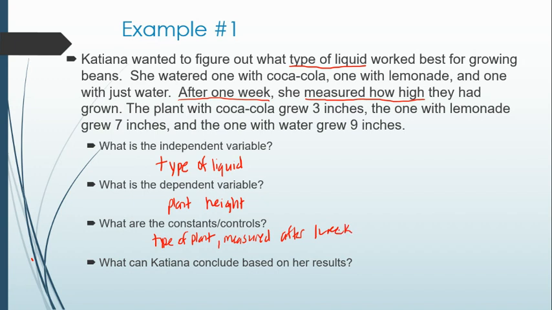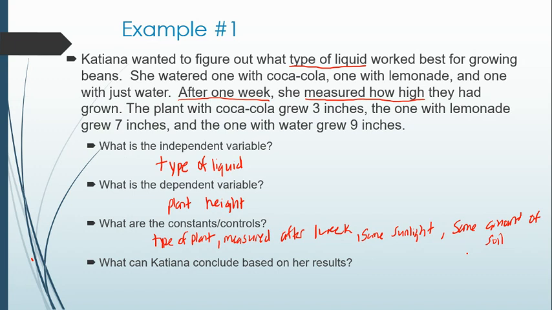If you measure one plant after 1 week and another one after 2 weeks, they have different lengths of growing time. So we want to make sure that they grow the same length of time. We should also make sure that they all have the same amount of sunlight and also the same amount of soil. Sorry, not same amount of water, same amount of soil. So these are things that we should keep the same.